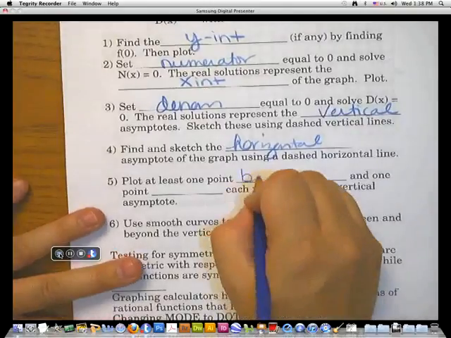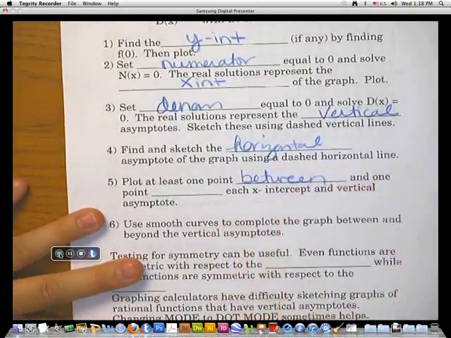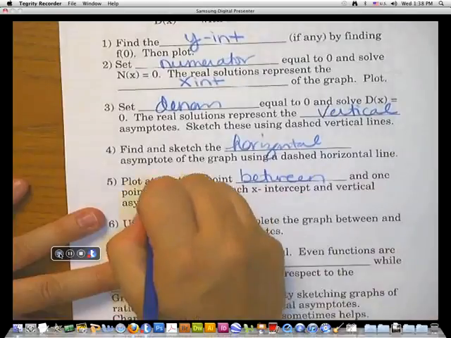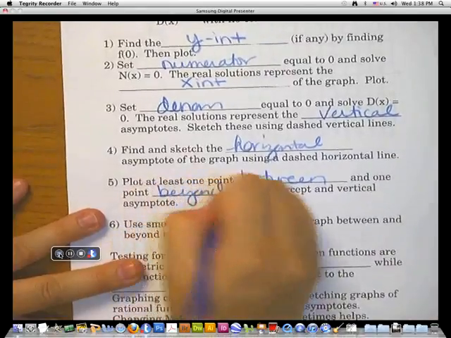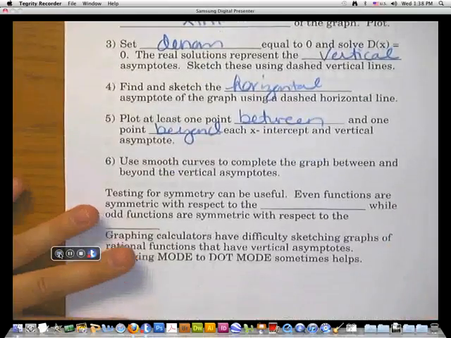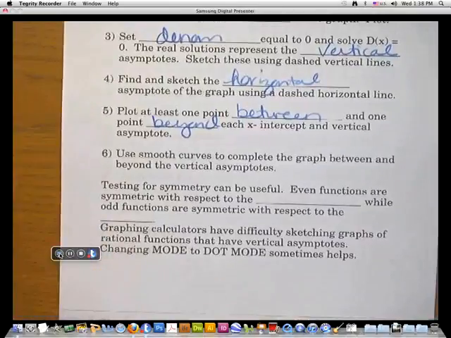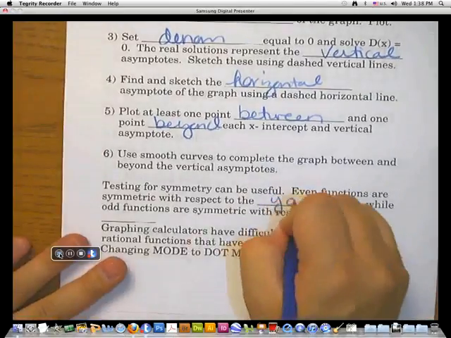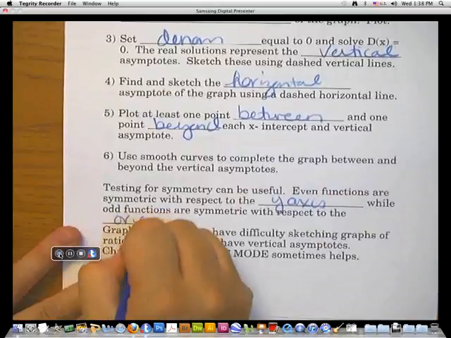We're going to plot at least 1 point between and 1 point beyond each intercept and vertical asymptote. And we're going to use smooth curves to connect it and complete our graph. We're going to test for symmetry with respect to the y-axis and to the origin.